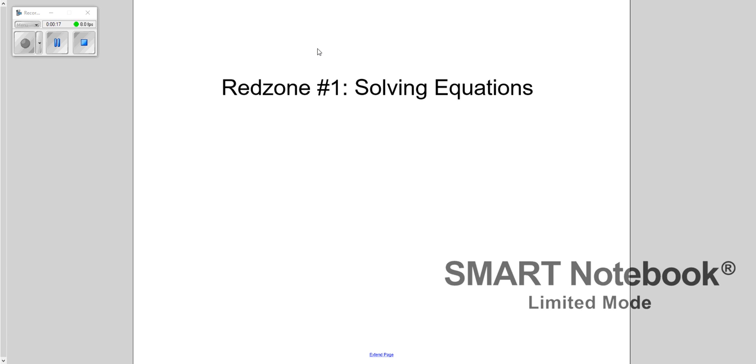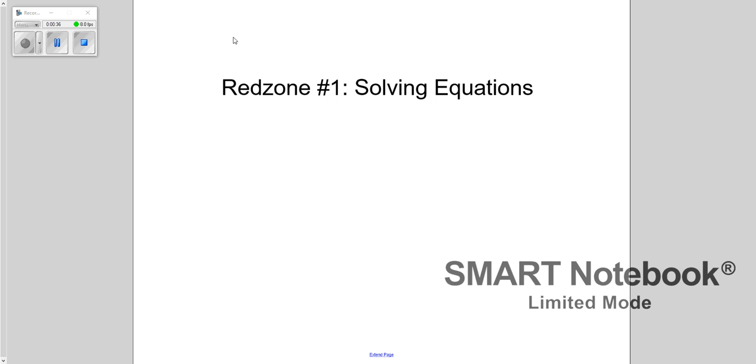We're focusing on the major topics and also the topics that you are most likely to see again in ninth grade algebra, which at this point is a big deal because we're doing homeschool right now, but you are going to be back in school next year. So we want to make sure you're ready. So the first red zone is all about solving equations.